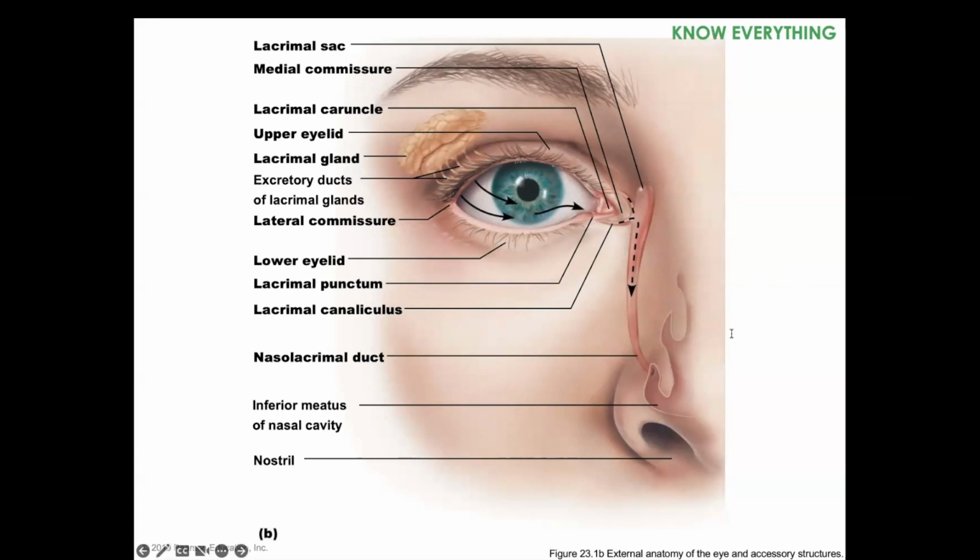The lacrimal caruncle is where the sebaceous glands are going to be located. And then lastly, we have the lateral and the medial commissures. And that's where the eyelids join together on either side.